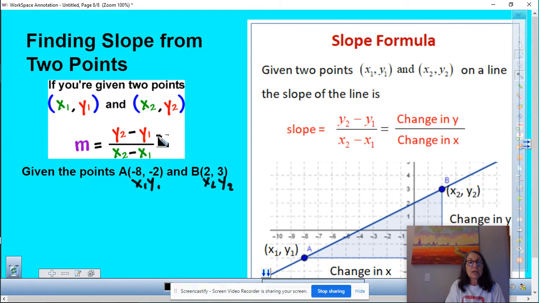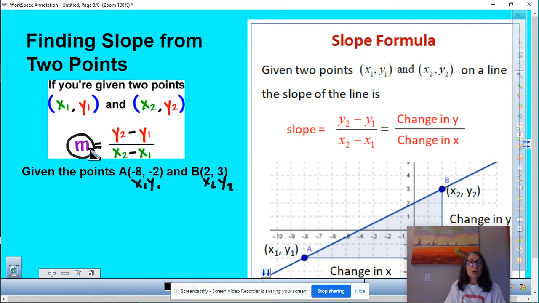My formula tells me I need to make a ratio. Oh, let me stop here, and all of a sudden we're seeing this m. Now, m is the variable that we use for slope. And I think it has something to do, and I'm not even making this up, but I could be. I could be just imagining it. But I think the m comes from the word mountain. Hey, works for me. Let's run with it.